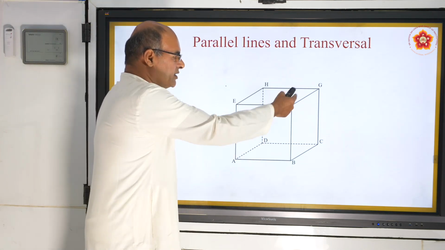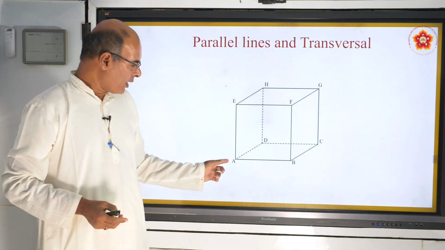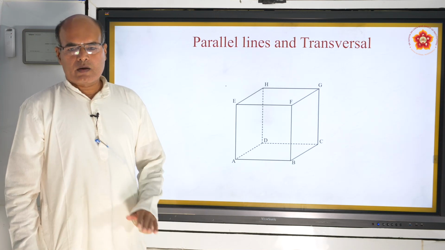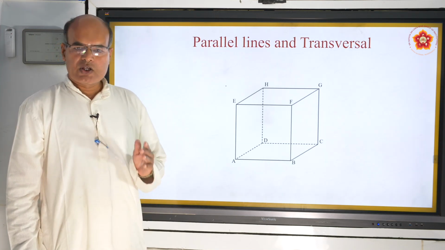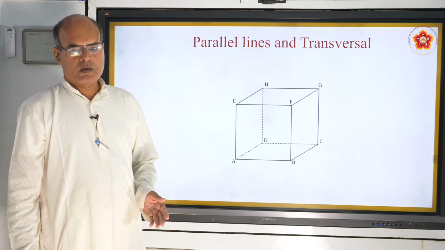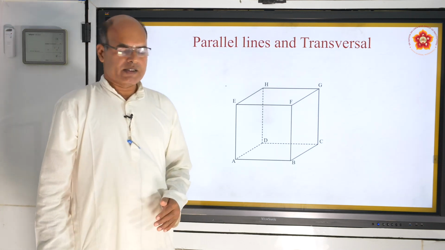Here AB and GF are not on the same plane. GF is on another plane, AB is on another plane. They are non-coplanar lines, or they are called skew lines. Let us not discuss skew lines. Let's discuss only parallel lines.